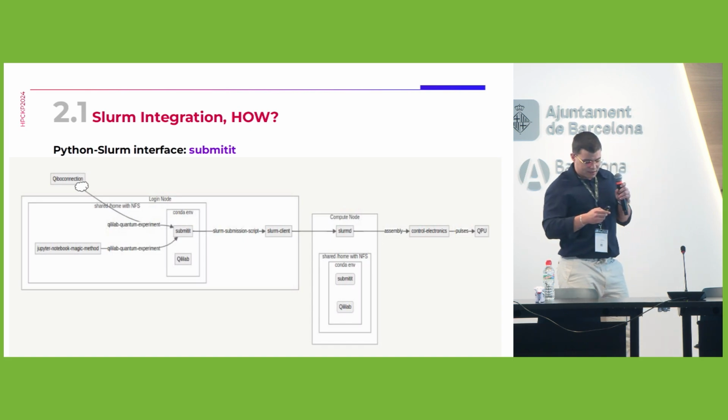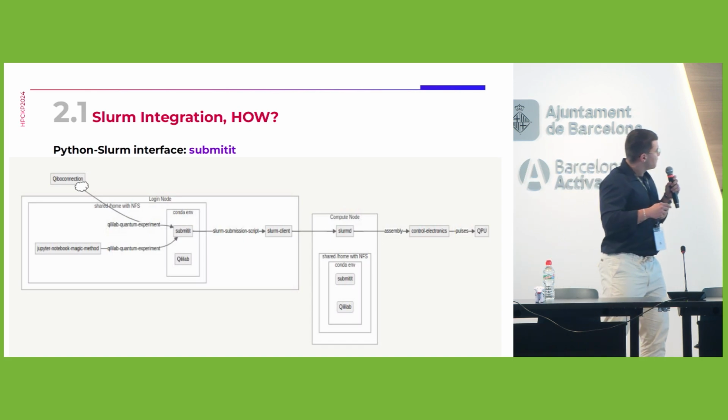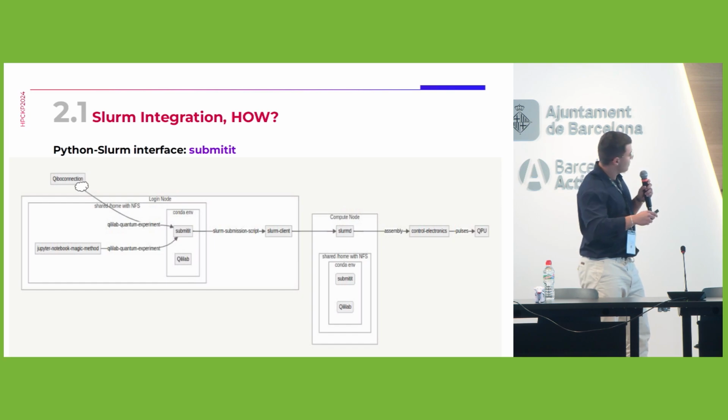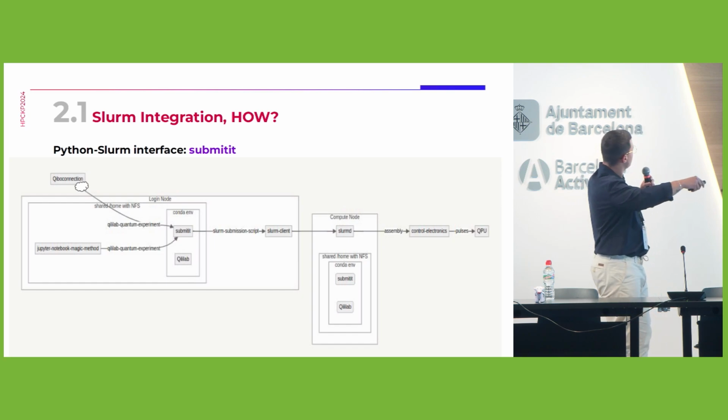So here we have a diagram with a bit of the implementation we have right now. So we have 3 components, basically. Okay, we have here qubit connection. This is the cloud part. Then we got the login node and the compute node.